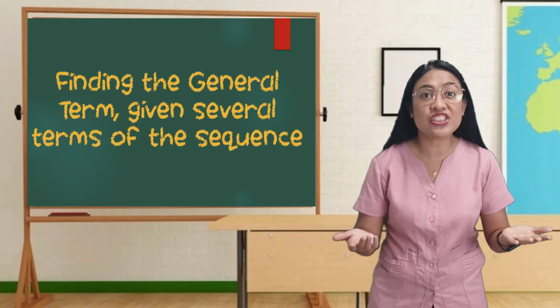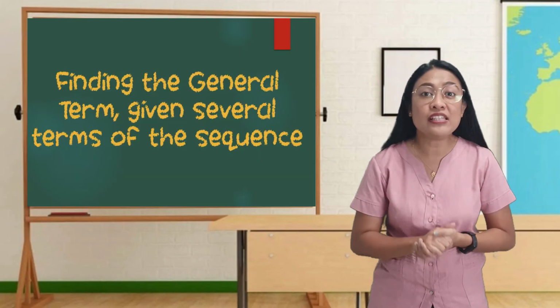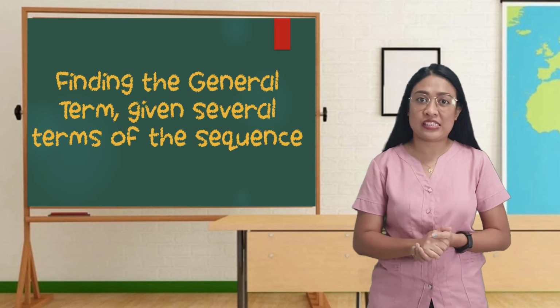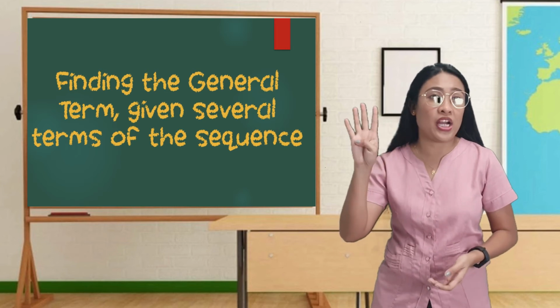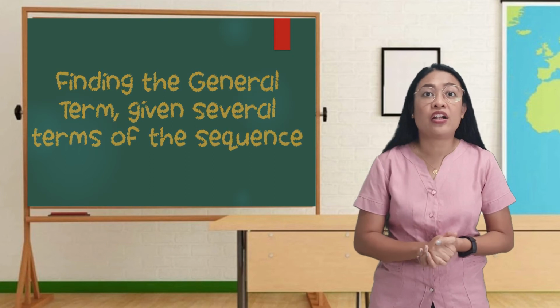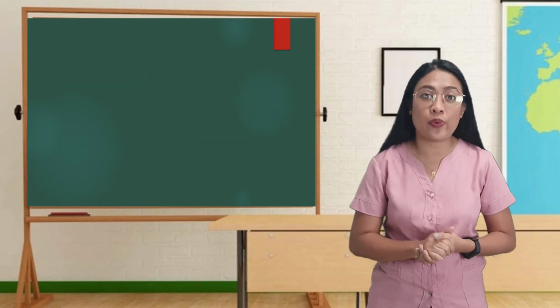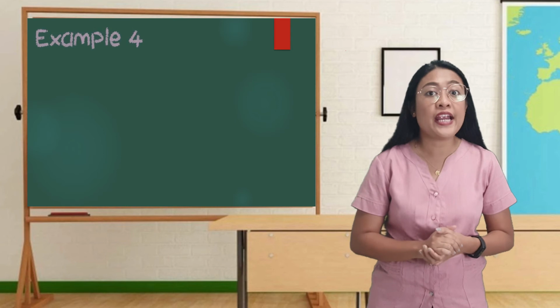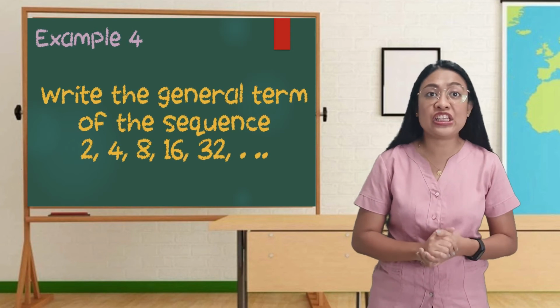Now, let's find the general term given several terms of the sequence. For example number 4, in your module, write the general term of the sequence 2, 4, 8, 16, and 32.